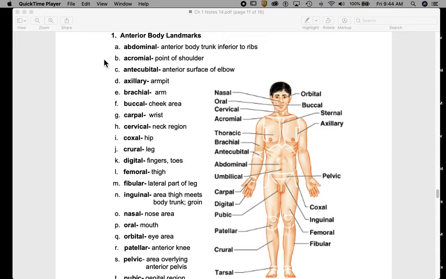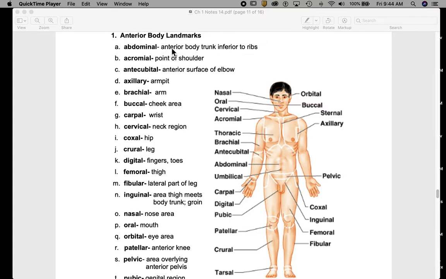Now, the author put these in alphabetical order, not in order where you see the regions from the superior portion of the body working our way down inferiorly. So I'm going to go through them on the notes alphabetically. I'm also going to add a little bit more information about some of them and show where they are located in reference to each other, but this is what you will have to know.